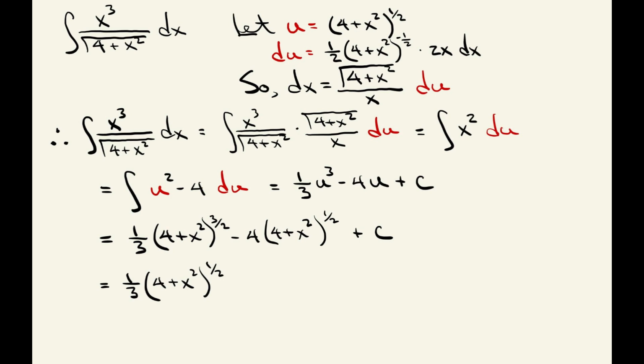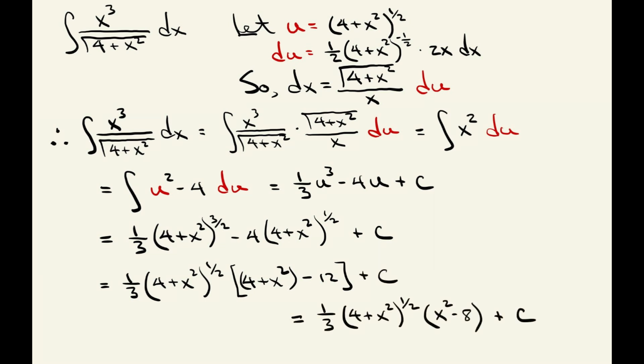That leaves us with, from the first term, simply 4 plus x squared to the 2/2 power, in other words, 4 plus x squared, minus, well, in the second term, we're factoring out the entire (4 plus x squared) to the 1/2, but then we're also dividing 1/3 into 4, giving us 12. So 4 plus x squared minus 12 is the second factor, and that reduces to 1/3 times the quantity (4 plus x squared) to the 1/2 power times x squared minus 8 plus our constant of integration.